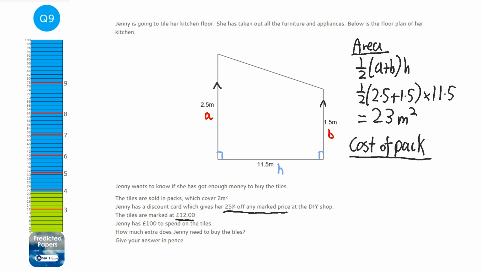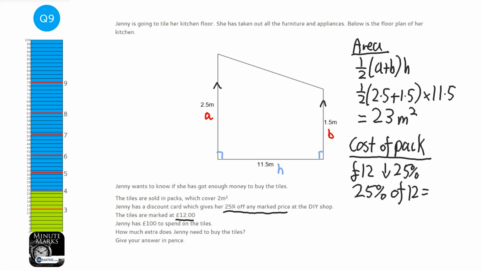Okay, so we've got £12 and we need to reduce it by 25%. First of all I need to work out 25% of £12. The way I can do that is just find a quarter of 12, so divide it by 4, so that's going to be £3. So the cost is going to be £12, take away my £3 discount, which is going to be £9. So the cost of the pack is £9.